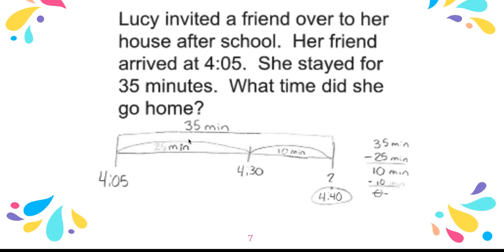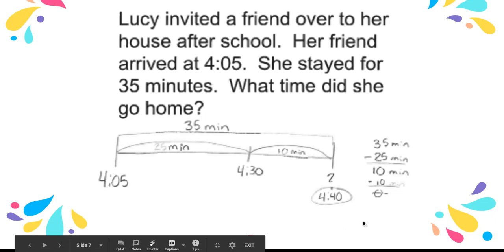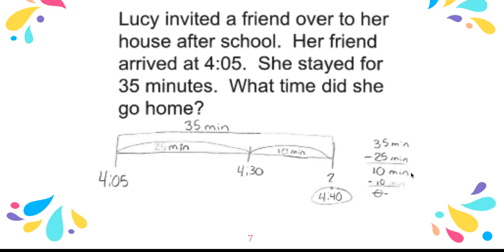This one, I did 25 to get me to 4:30. Then I did 10 more to get me to my total of 35 minutes that she stayed at the house. And that got me to the end time of what time she went home, at 4:40. And over here you can see that checking that work of 35 minus that 25 minutes here, and then you can see that 10 minutes, which is where that jump of 10 minutes came in. Make sure that you have that total number of minutes on your number line.